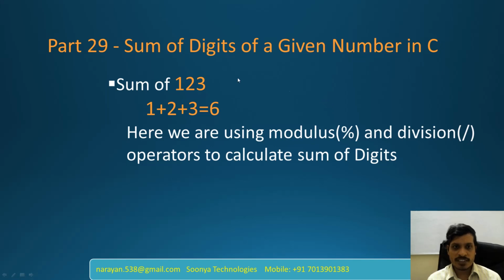Today I am going to discuss sum of digits of a given number in C. For example, if we provide input as 123, then we need to add 1 plus 2 plus 3 equal to 6. If you want to calculate sum of digits of a given number, then we need to use modulus operator and division operators to calculate sum of digits.